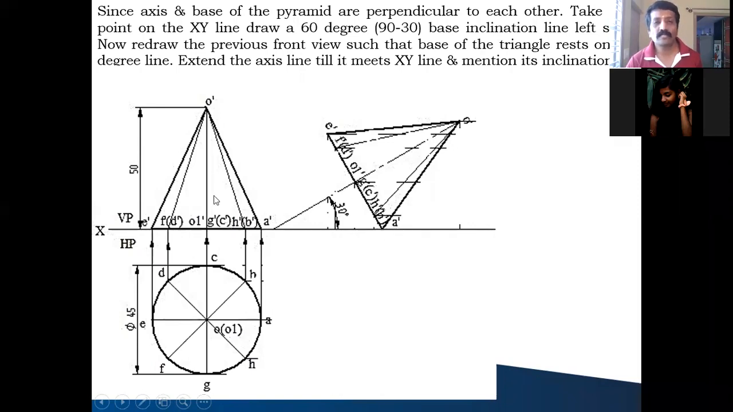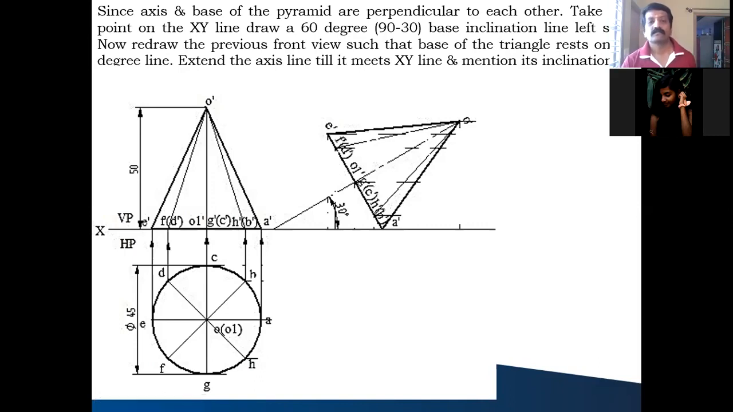So you have to redraw this isosceles triangle such that the base rests on this 60 degree line. A dash you have taken; from A dash to E dash distance you take. With the help of your compass, cut it. You will get E dash. Join it. Similarly, from A dash take this distance and this distance, mark them, and transfer all the corresponding points here one by one.